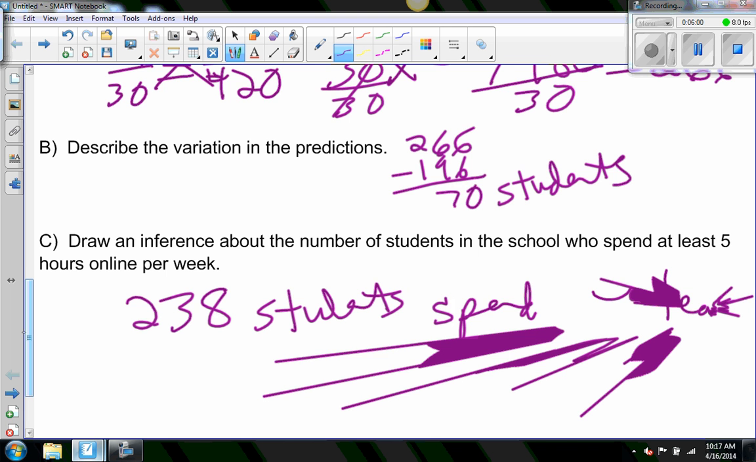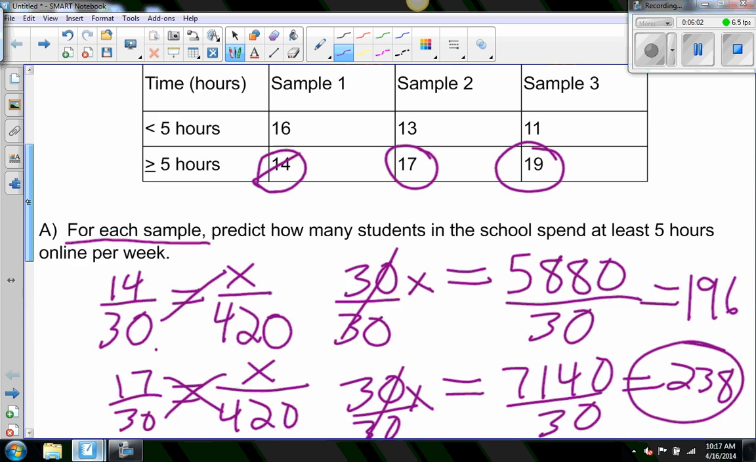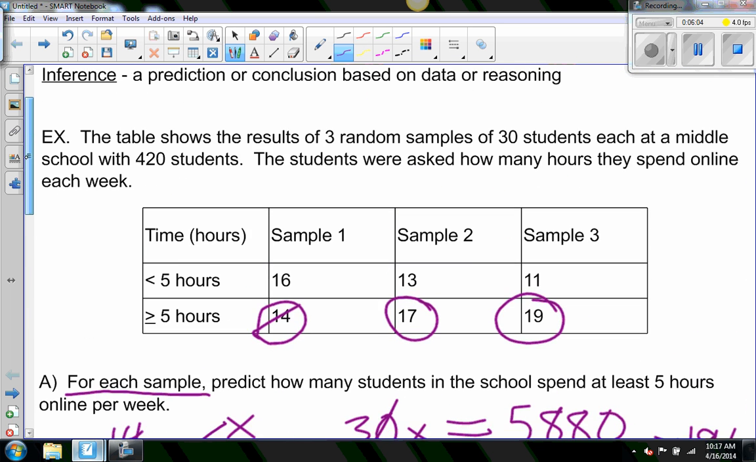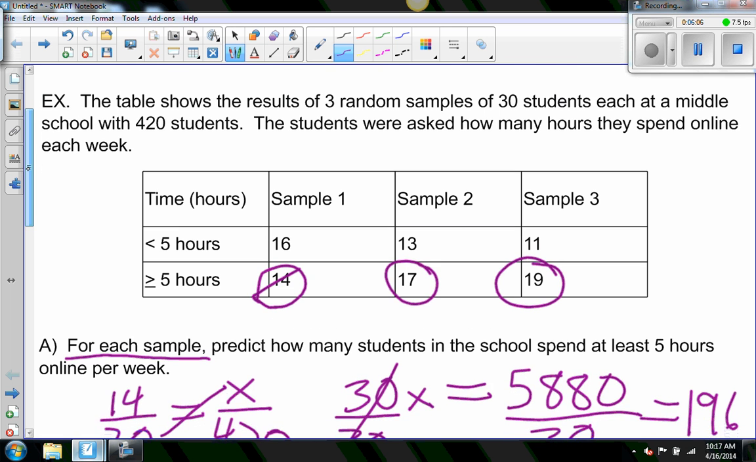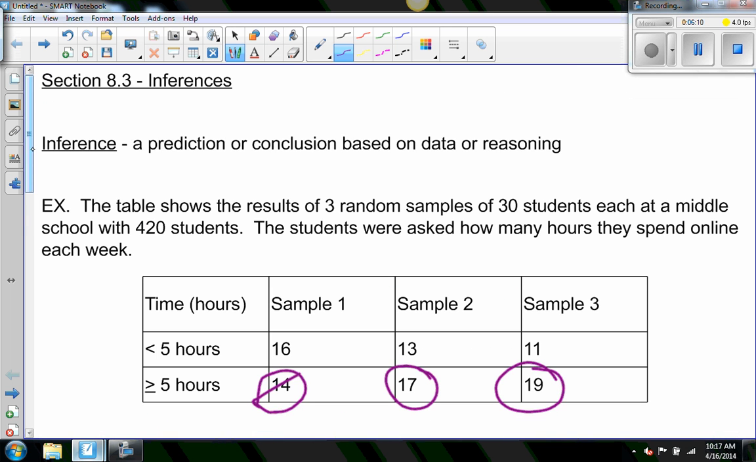So bring that knowledge with you about looking at data. It could be in a table, or it could just be in a list or something, but if you look at the data, you should be able to make some predictions based on that data. Bring that information with you tomorrow and we'll talk about it more.